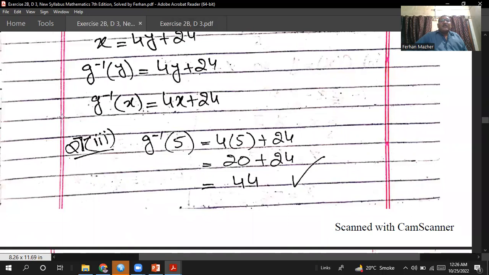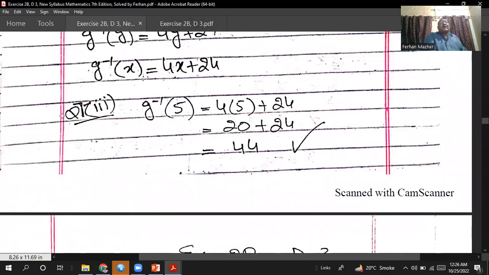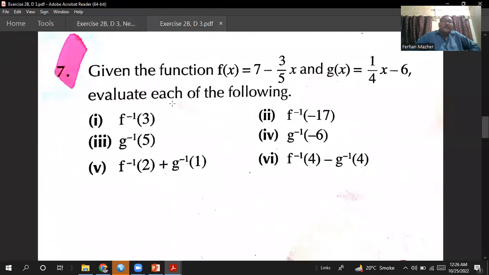Its third part is g inverse of 5. So for g inverse of 5, I have the g inverse formula, that is 4x plus 24. The x will be substituted with 5. So 4 into 5 plus 24. So that will be 20 plus 24, and that will be 44. So this is how you do the third part of question number 7.